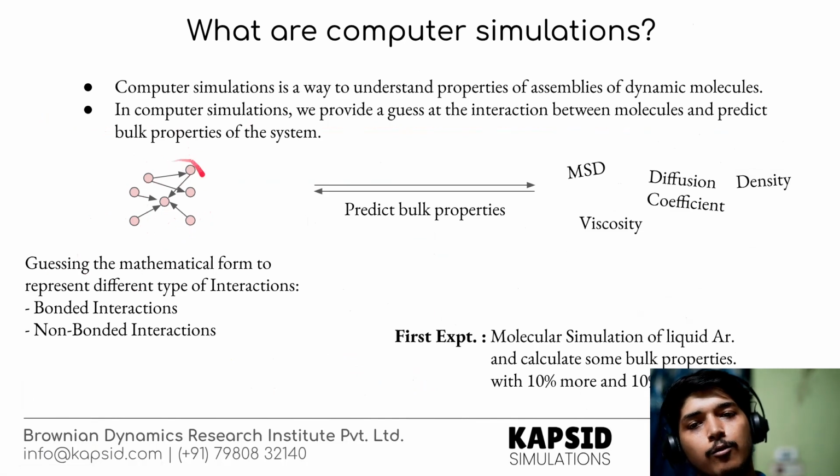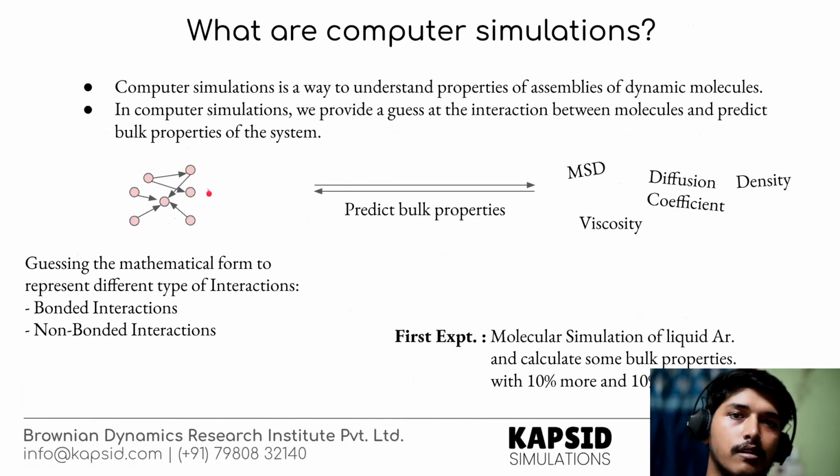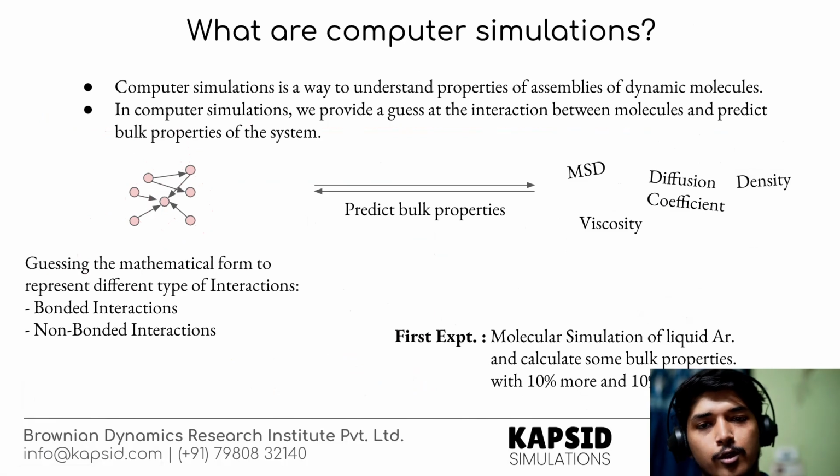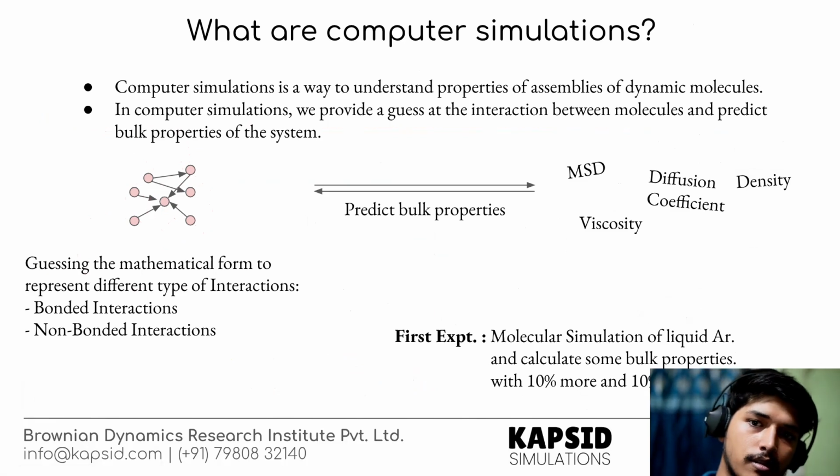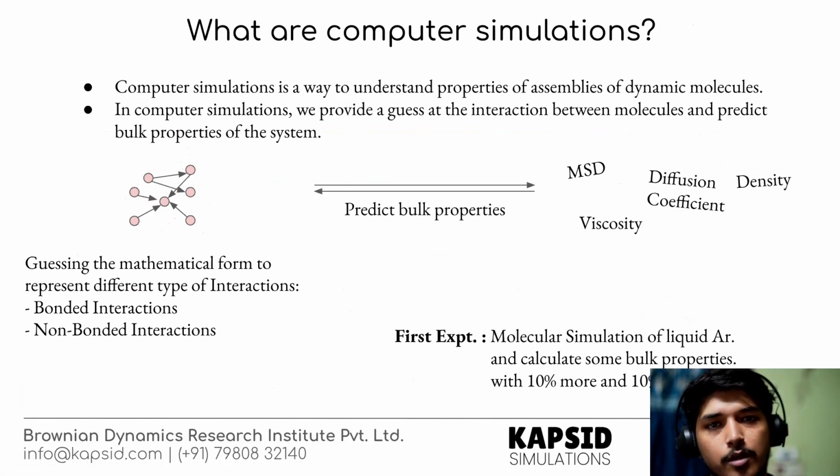And what happens when you do that on a large scale of atoms? Let's say you have 1 million atoms, and you do that for a very long period of time using statistical mechanics. You get a pretty good prediction of the bulk properties. So what are the bulk properties? Let's say the density, the viscosity, the diffusion coefficient. If you are working with protein, the radius of gyration.